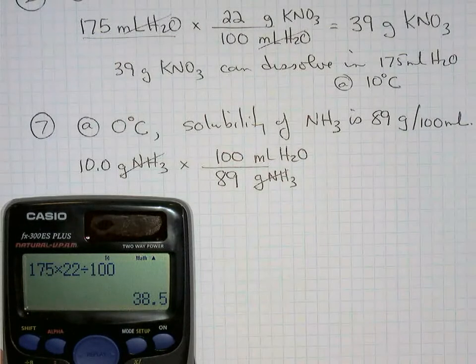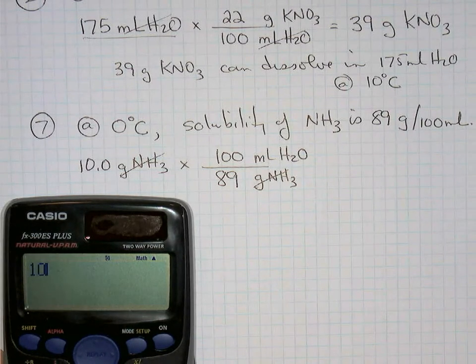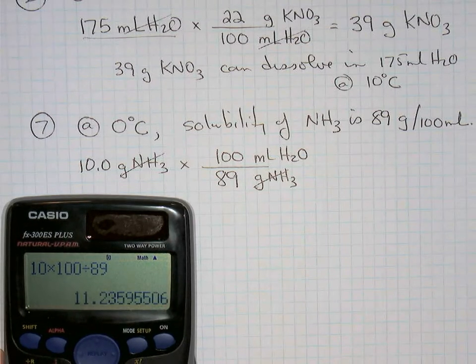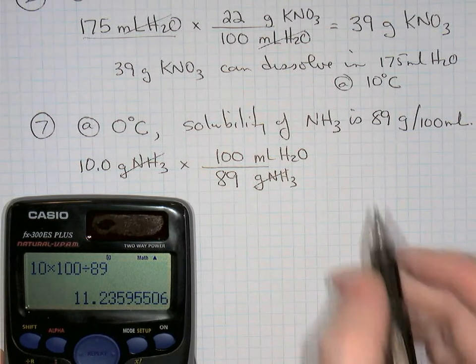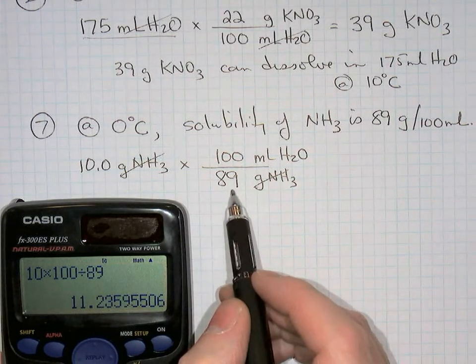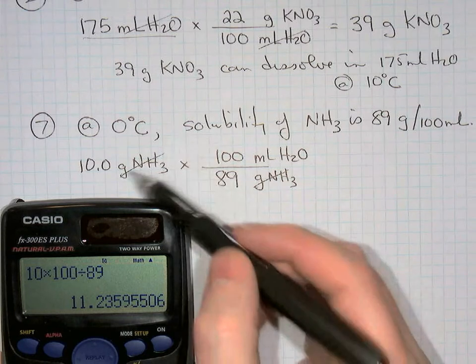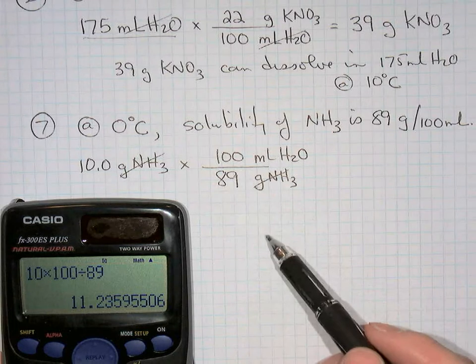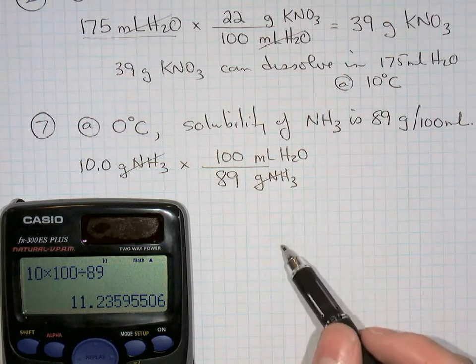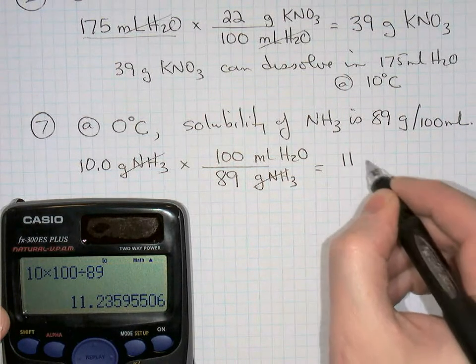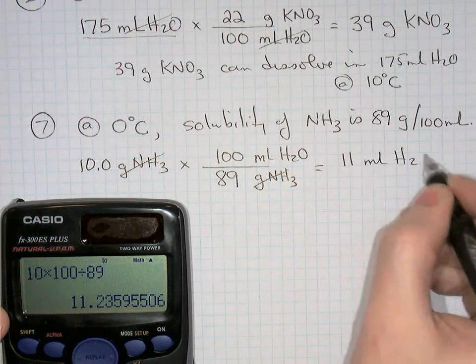And now grabbing a calculator, 10.0, or just 10 on a calculator, times 100 and divided by 89 is 11.2, and I'm going to keep 2 significant digits, again because 89 has 2 significant digits. 10.0 had 3 digits. When multiplying and dividing, we keep the smallest number of significant digits. So we'll say that the answer here is 11 milliliters of water.